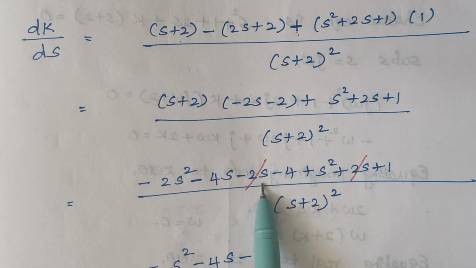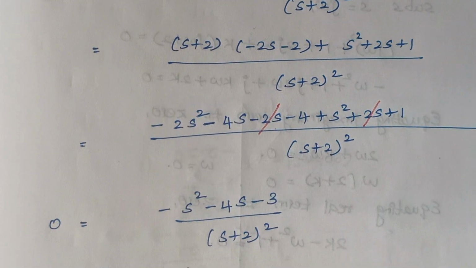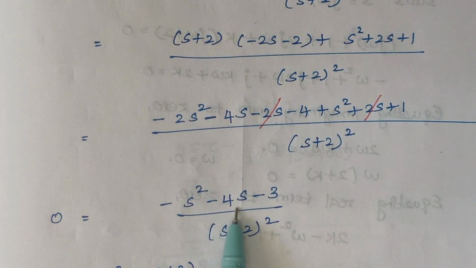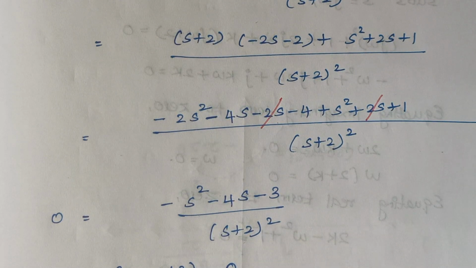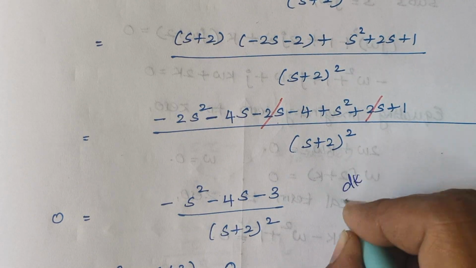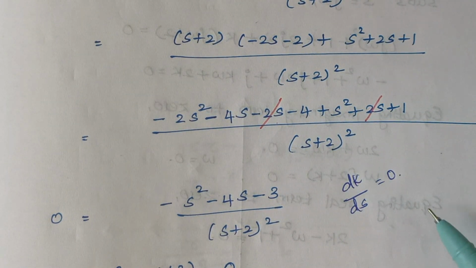So here minus 2s and plus 2s cancel each other, and finally the remaining terms are minus s square minus 4s minus 3 divided by (s plus 2) whole square, right? So here the differentiation is over. Now we have to equate, that is dk by ds should be made equal to 0. This is the condition, right?